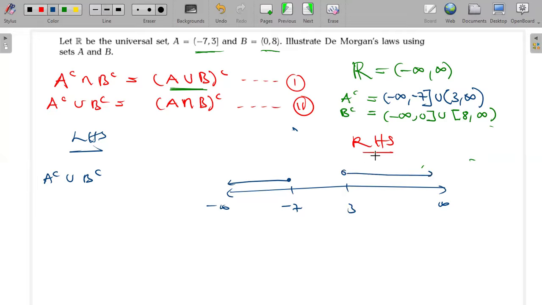And then B complement is from 0, and then it's closed here. So let me use a different color. It's closed here like that, and then going that way. And then you have from 8, closed, and it's going that way. So this here in blue, and that there in green, is B complement, and the one in blue is A complement.